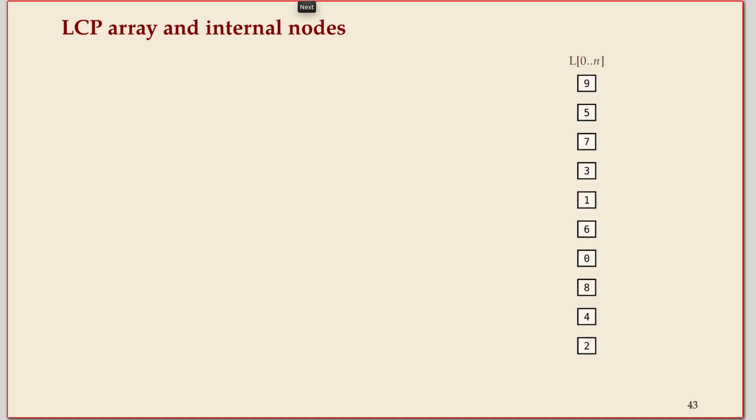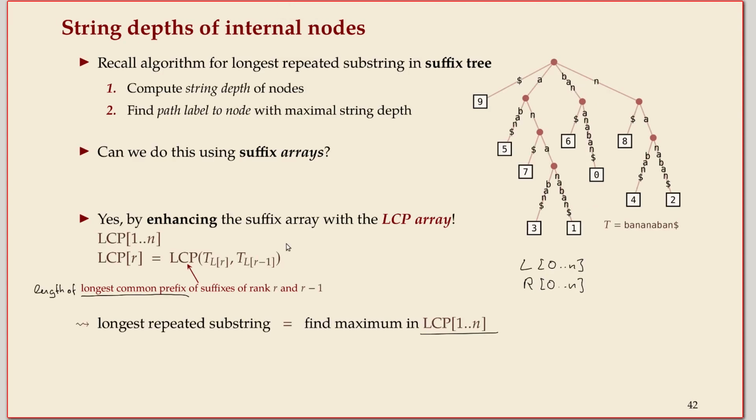So let's see how this works and why this is true. I guess this is the definition of the LCP array, and it's totally fine as is. But if I was able to see your faces, I would probably see a few puzzled faces. So why is this related to the string depth of nodes in the suffix tree?